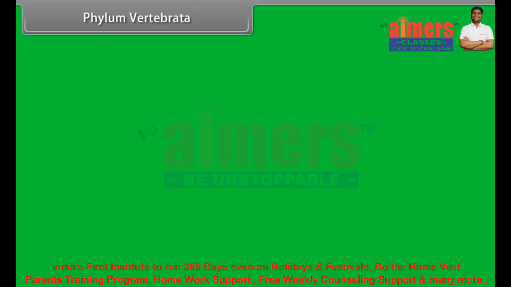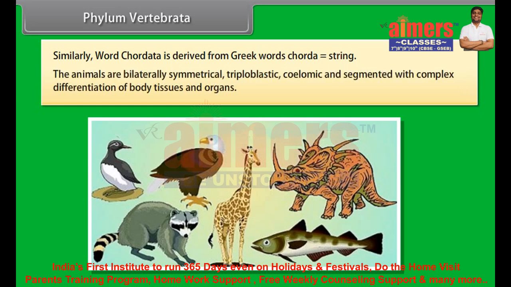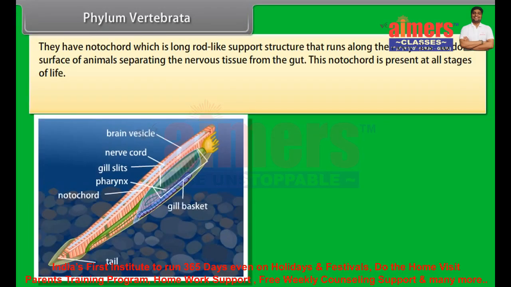Phylum Vertebrata. Similarly, the word chordata is derived from Greek words chorda, which is string. The animals are bilaterally symmetrical, triploblastic, coelomic, and segmented with complex differentiation of body tissues and organs. They have notochord, which is a long rod-like support structure that runs along the body close to the dorsal surface of animals, separating the nervous tissue from the gut. This notochord is present at all stages of life.